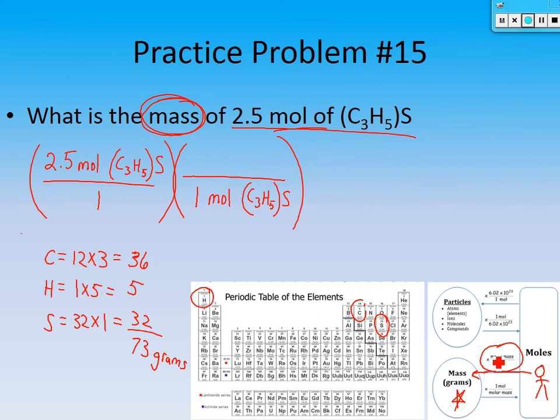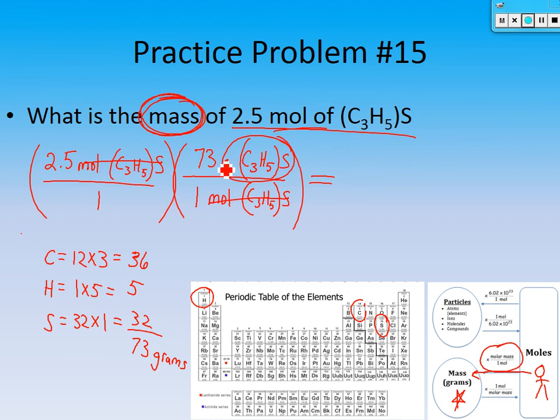I'm going to put that in like it says on the top here, so 73 grams goes in on top. And I'm going to put what substance we're talking about, C3H5S. Okay, now let's cancel out like units. My moles of that compound cancel out, and I'm left with grams of that, which is the mass. So I can stop there. Let's do the math of this problem.